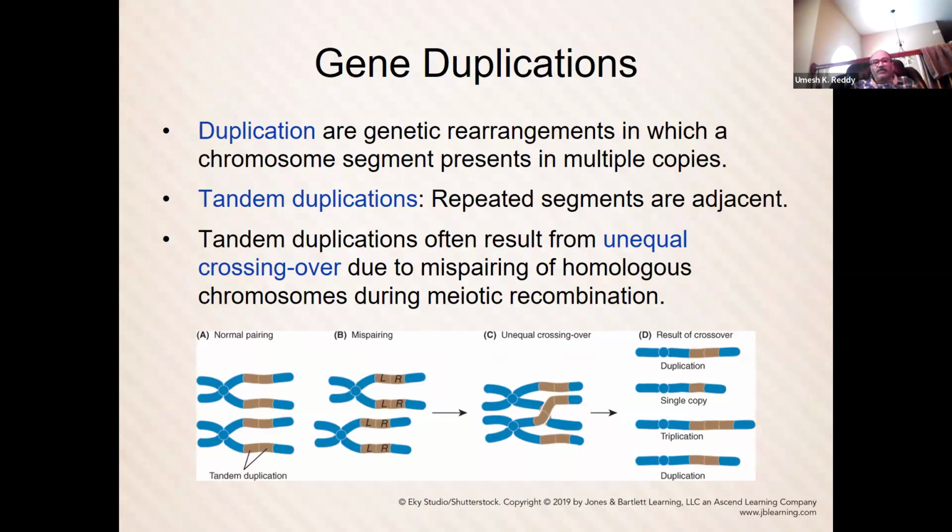Last class, we discussed unequal crossovers. That is between exactly similar looking, similar DNA containing domains once they are duplicated and next to each other.